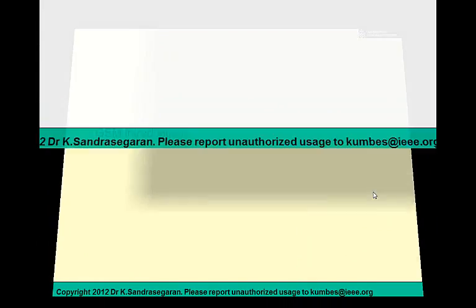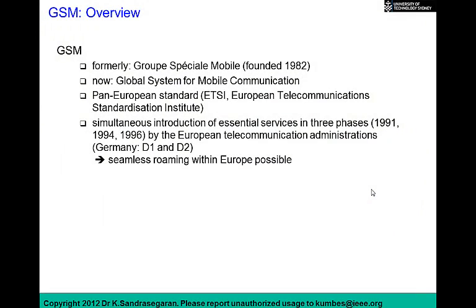So now that we've covered a little bit about GSM markets, let's go into GSM a little bit more in detail. So GSM was founded in 1982, and the initial name that was given to it was Groupe Spécial Mobile, which is a French name, and subsequently the name was changed to Global System for Mobile Communication.